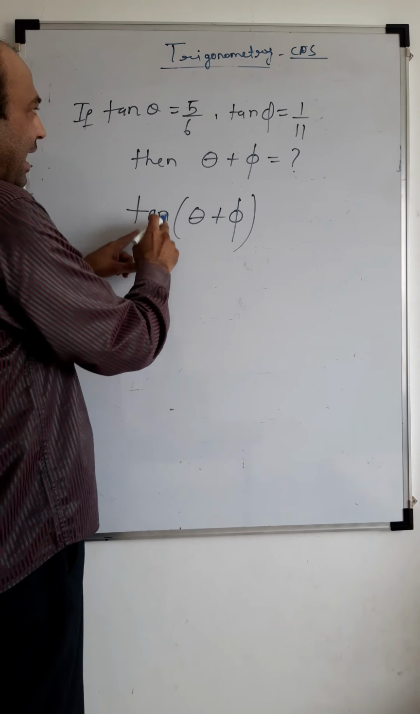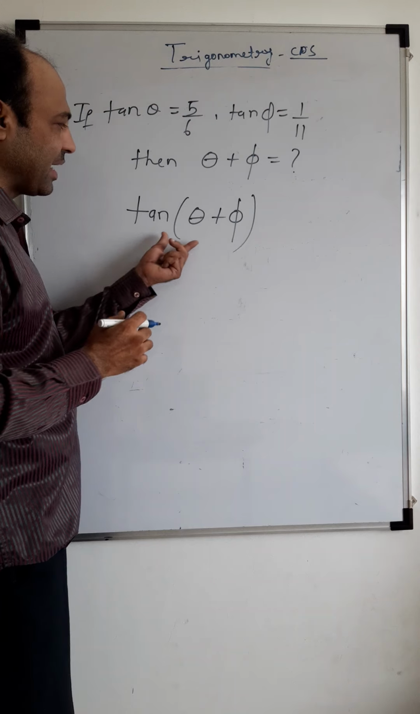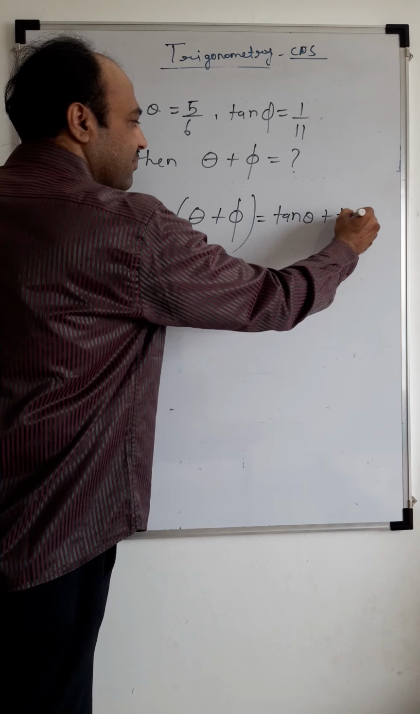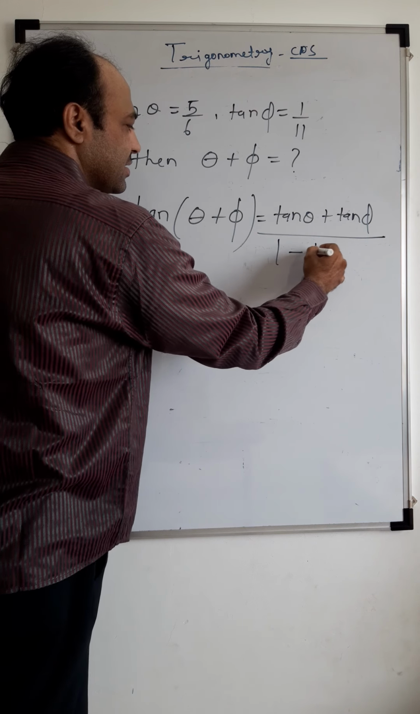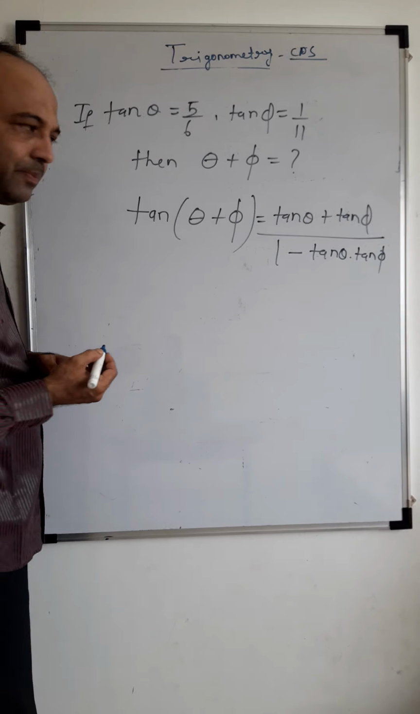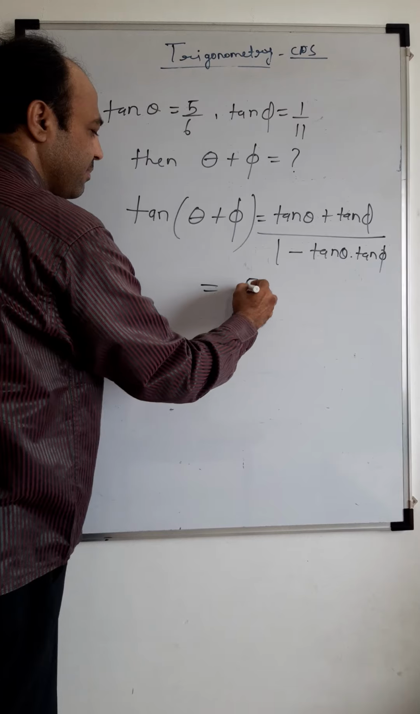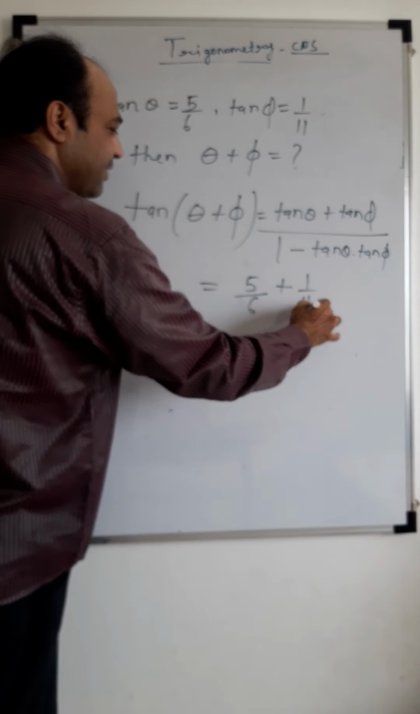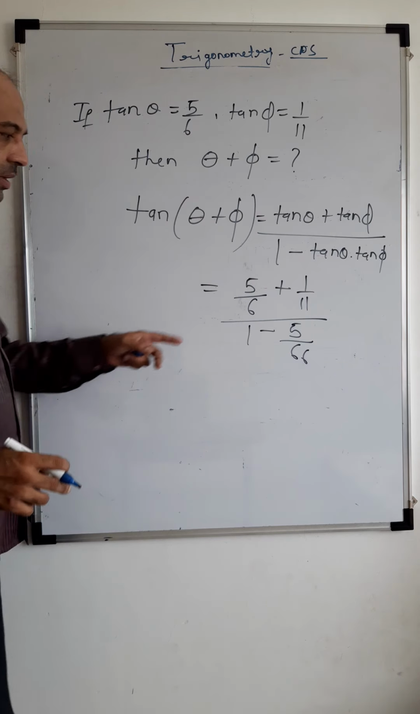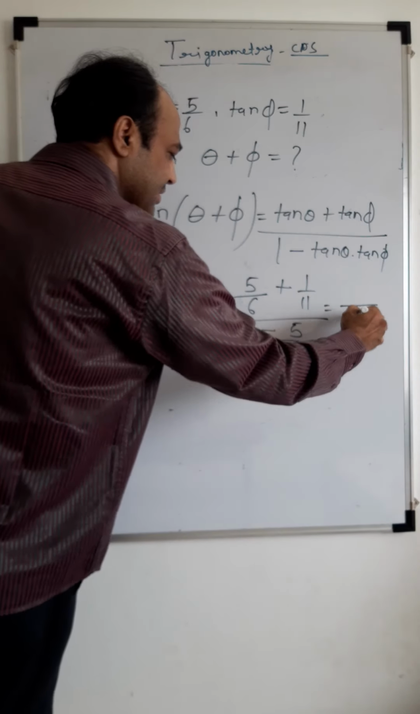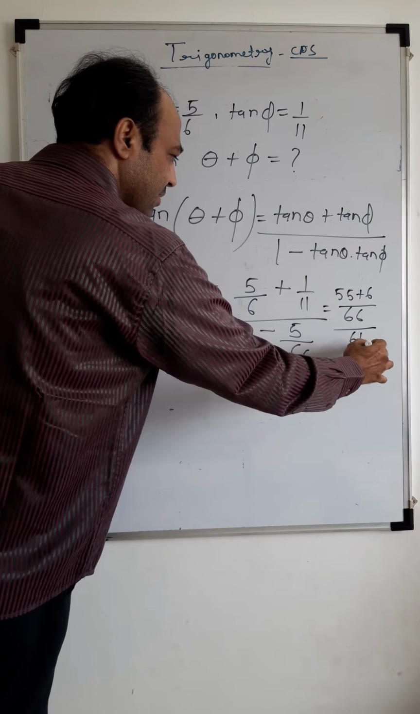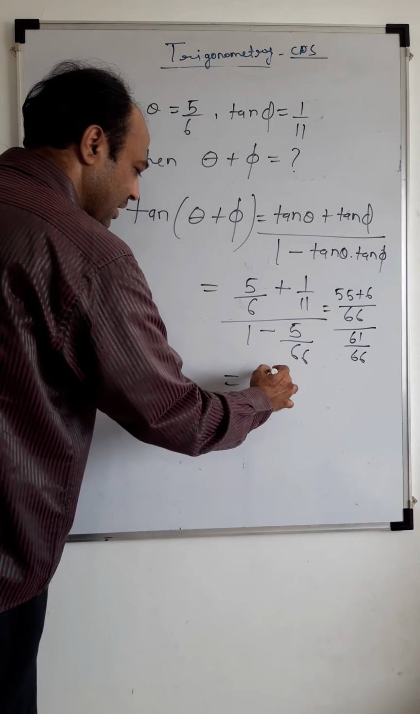Because the information about tan theta and tan phi is given, we use the tan theta plus phi formula, which is tan theta plus tan phi upon 1 minus tan theta into tan phi. This is a formula. Now we substitute the values: 5/6, 1/11, 1 minus 5/66. Simplify: 55 plus 6 is 61/66. So what is left? 1.